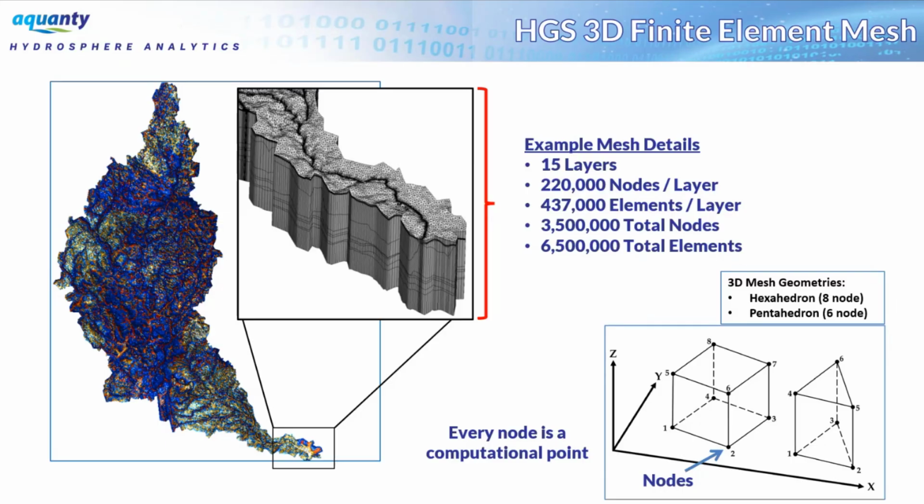I usually tell new users to really seriously try to limit your models to a very max of 1 million nodes total. Every node, of course, is a computational point. So if you have 1 million nodes, that means you have, at the very least, 1 million equations in your matrix that need to be solved for, 1 million independent hydraulic head values. The more nodes that you have, the longer your model runtimes will be.